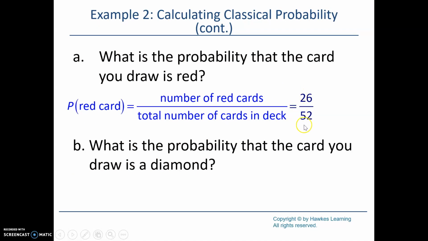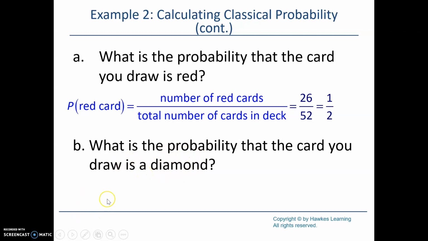26 over 52. Or could you reduce that some? Because 26 over 52 just doesn't mean a lot to you. But when I reduce it to a half, that's telling me 50-50, right? I have a 50% chance or a 50% probability that the card drawn is red. Now for B, it's asking the probability that the card you draw is a diamond. So your event is to draw a diamond.